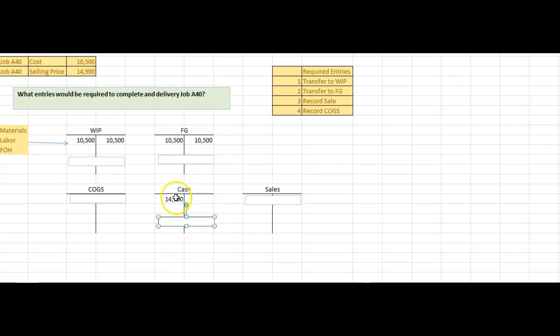Okay, so we sold it for $14,900. So that's a debit to cash. We have sales here. We're going to record that. That's a credit to sales. But we also have to record the cost of goods sold because they're using a perpetual inventory. So we happen to know that it's $10,500 is what it costs. That's what's in finished goods. So this is the debit to the cost of goods sold, which is the expense of making it, and a credit to finished goods.